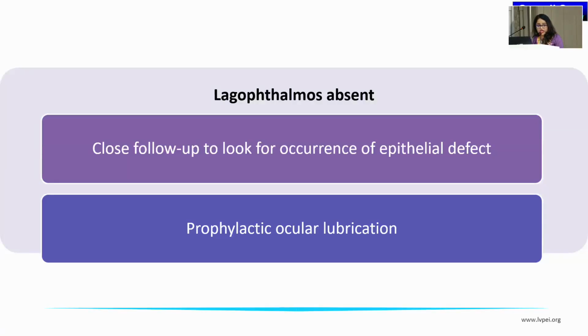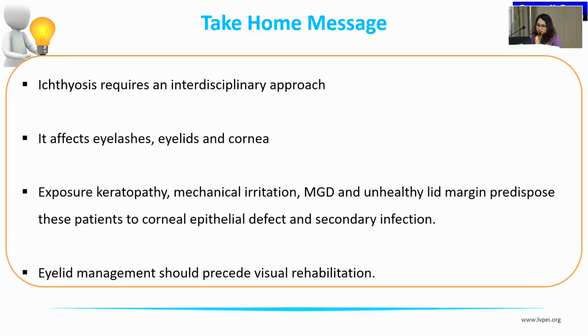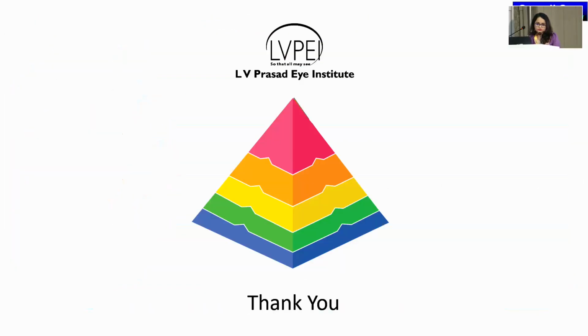Hence, if lagophthalmos is absent, close follow-up and lubricants should be prescribed. When present, eyelid management should be performed. And before visual rehabilitation, adnexal pathology management is of utmost importance. So, take home: ichthyosis requires an interdisciplinary approach. It affects the lashes, lids and the cornea. And these patients have exposure keratopathy, meibomian gland dysfunction and abnormal adnexa, which lead to recurrent corneal epithelial defects along with secondary infection. Thank you.